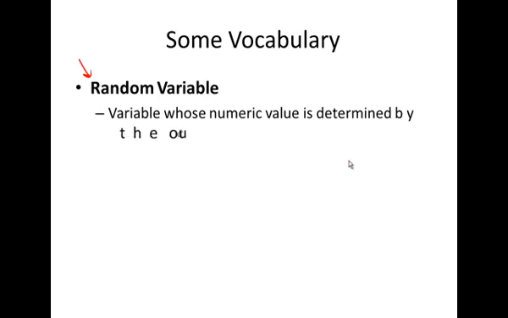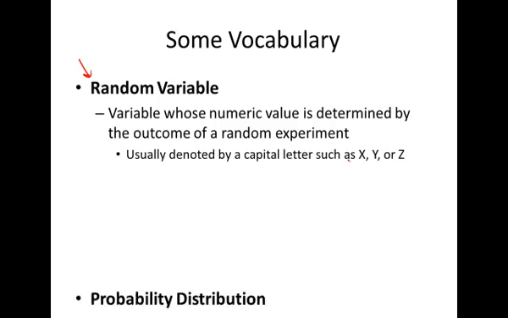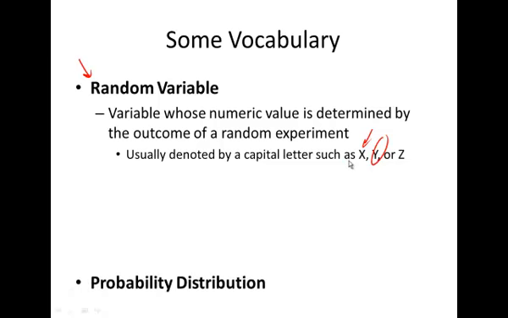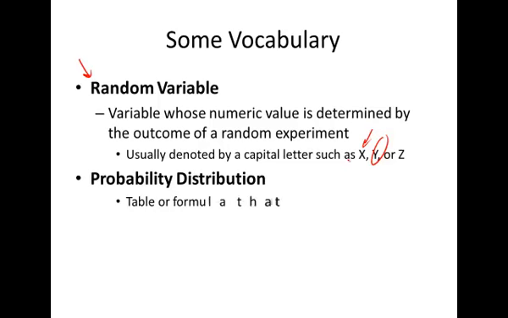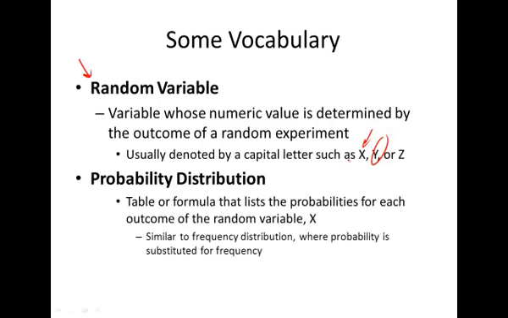Again, random variable, we've talked about in the last presentation. It's a variable whose numeric value is determined by the outcome of a random experiment. Tossing a coin, in this case 3 times, could be rolling a die, could be testing a drug, and so on. It's usually denoted by X, Y, or Z. X is the common one. Today we're going to use the letter Y at least once. The probability distribution is the table or formula that lists the probabilities for each outcome of the random variable. Remember that we usually have X and then we have P of X.